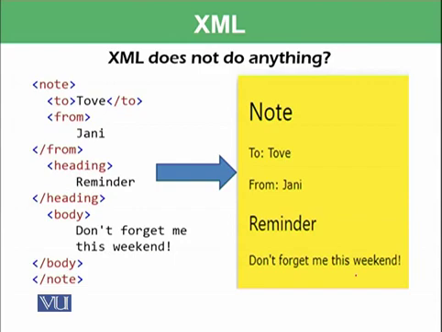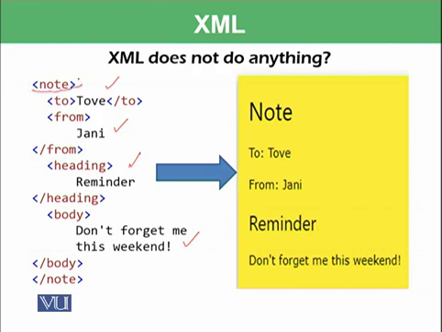So for example, we want to write a note from person Tove to Jenny, and it's a reminder that do not forget me this weekend. So this message we want to store in a way that it is being understood by all humans and even by the machines very easily. So we have started it with a tag note.